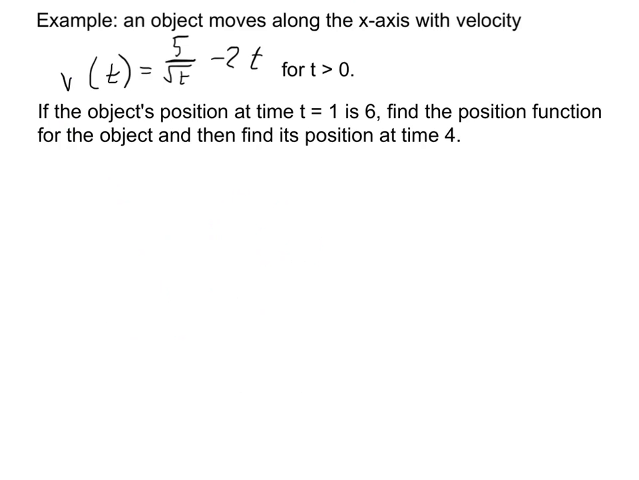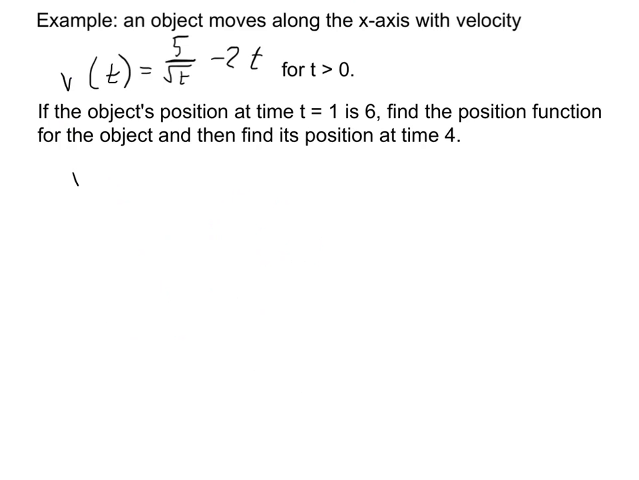An object moves along the x-axis this time with velocity, so I give you the velocity function for time greater than 0, and it says if the object's position at time 1 is 6, find the position function for the object and then find its position at time 4. Realistically, all this should mean is you're going to take the integral, you're going to find c, and then we'll have the position function, which means we can plug in 4 to the position function. This really isn't anything new, so I would recommend you guys pause the video, run through this one on your own real quick, and then check the answer.